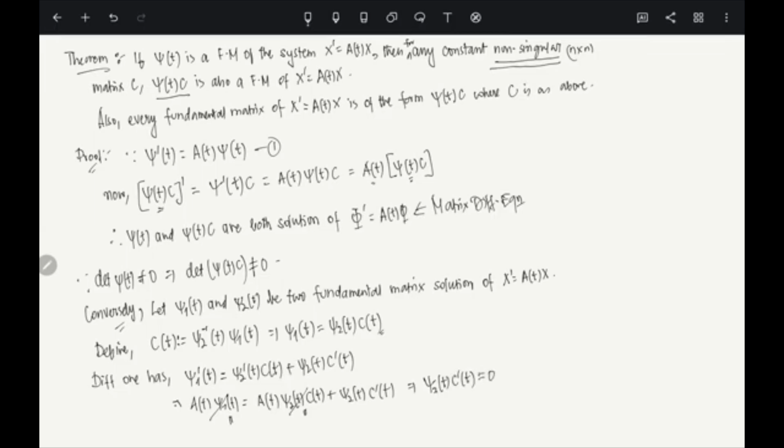Essentially, phi 2 of t times C prime of t is the zero matrix. Phi 2 is a fundamental matrix, so that's a non-singular matrix. If you take phi 2 inverse on both sides, that gives C prime of t is 0, which basically says that C of t is constant. So if C of t is constant, phi 1 will be phi 2 times a constant matrix C. With this, I am going to end this video.